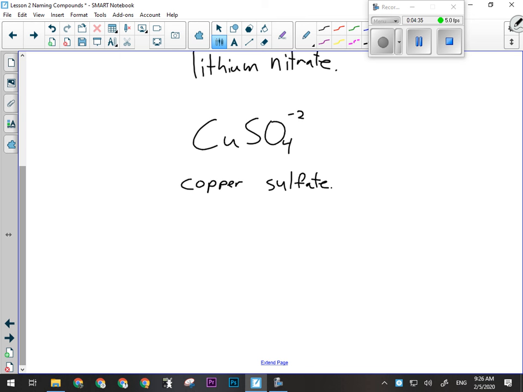So what's the charge on copper got to be? +2. This is copper(II) sulfate. Little blue crystals. We'll actually use them in our lab.